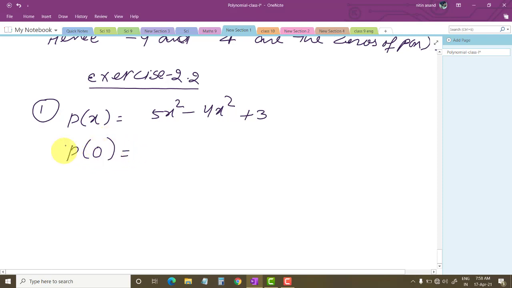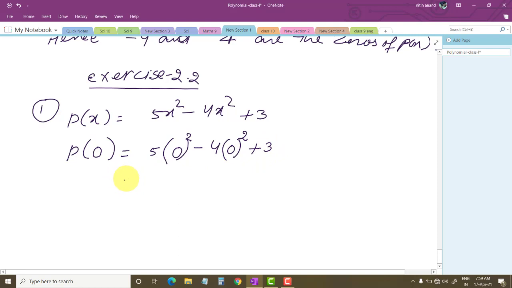Then very simple, we replace this x by 0, and we will replace all the x by 0. Then it becomes 5 x square, with x replaced by 0, we will write 0 in the place of x, and this is a square. Minus 4 x square, and again we write 0 in place of x, and there is a square. And plus 3. Clear everyone?